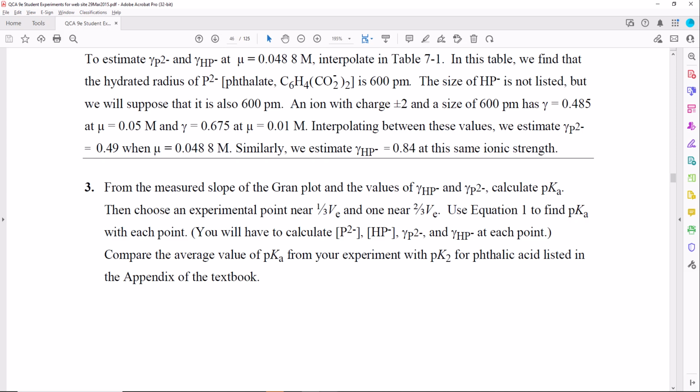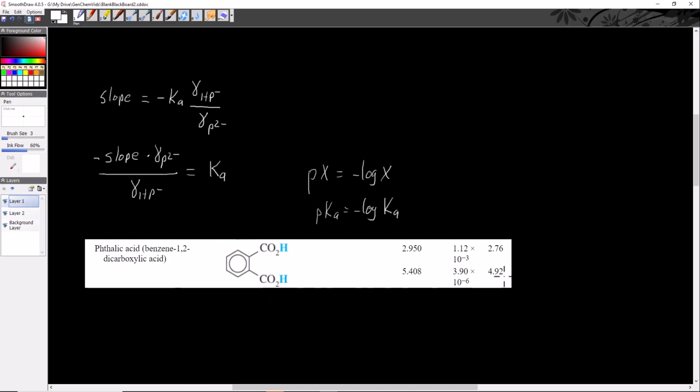So where is that appendix? Let's go back. Okay, so in the back appendix of your book, you can look up Kas of weak acids. They're listed alphabetically, so you'll have to look underneath the Ps. It gives the structure of the full acid. This is a diprotic acid, and it highlights the acidic protons for you. This column right here lists the pKa values. So this is the pKa value for the first proton that you remove. This is the pKa value for the second proton. These are the Ka values, and these are the pKa values at a different ionic strength. So because we've used activity coefficients in calculating our Ka here, we've sort of extrapolated back to this value. So we're comparing to 5.408 as our pKa.